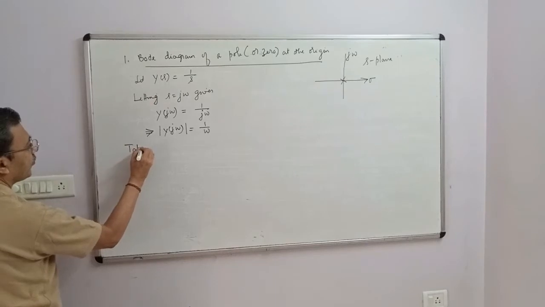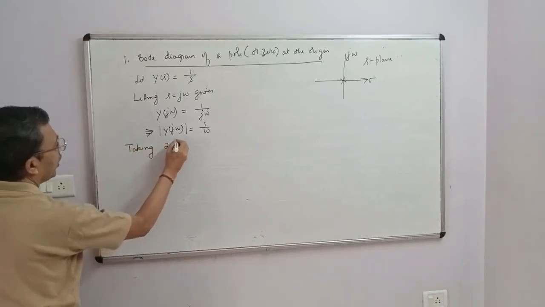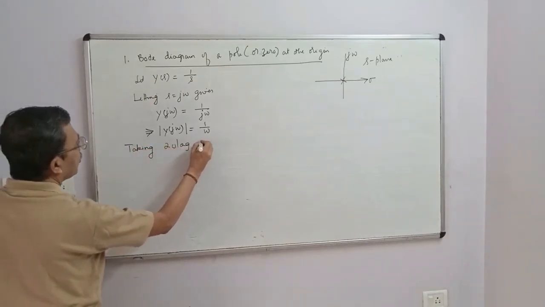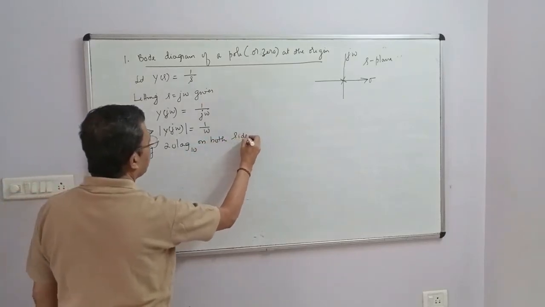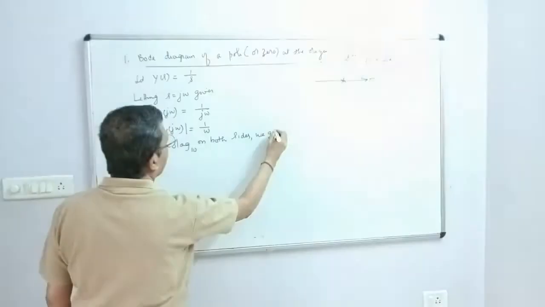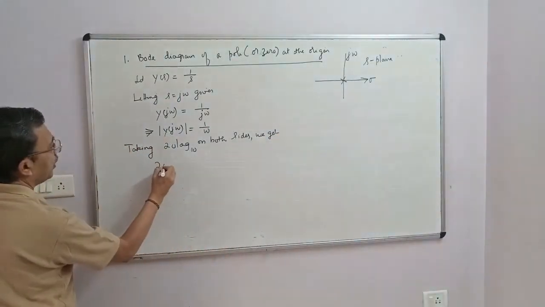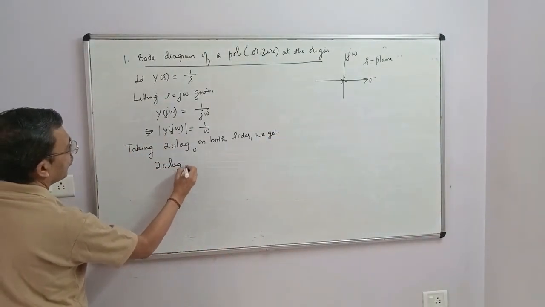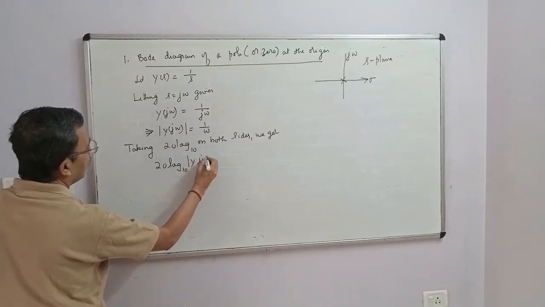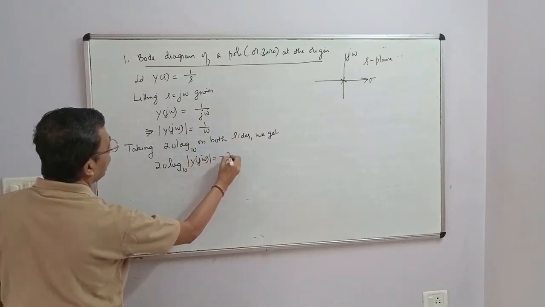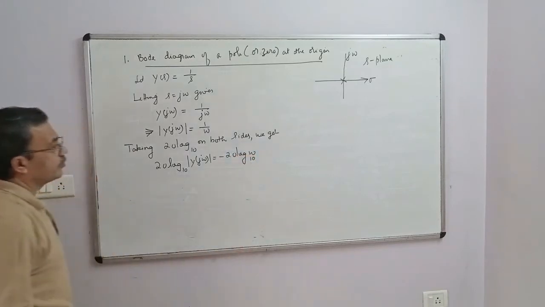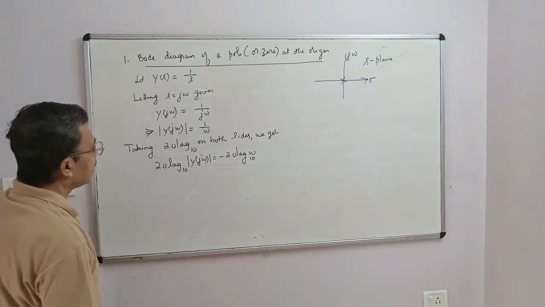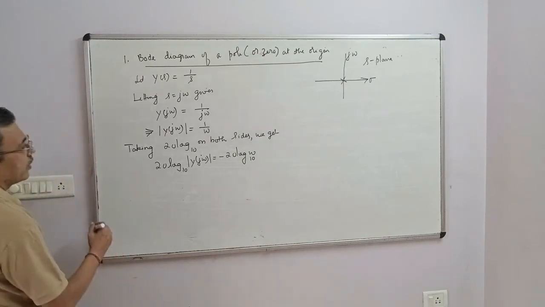Taking 20 log to base 10 on both sides, we get 20 log to base 10 magnitude of y of j omega is equal to minus 20 log omega to base 10. Correct?